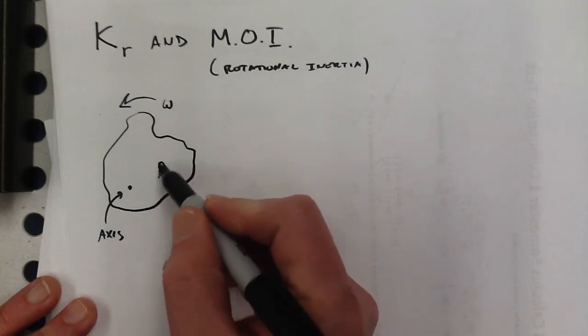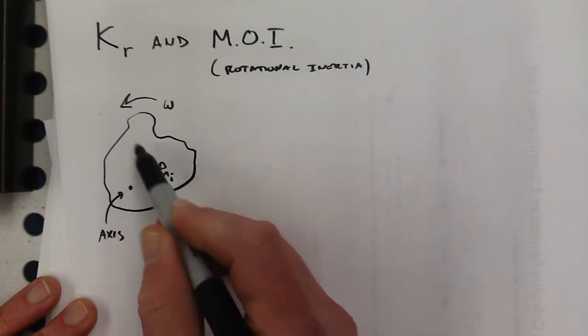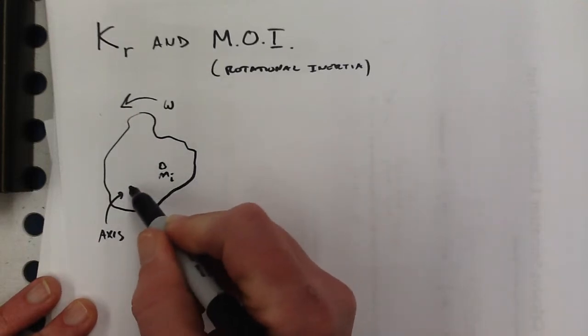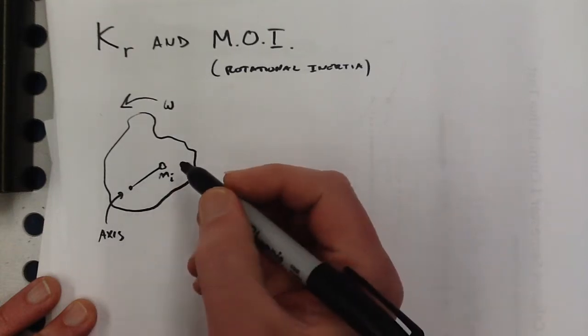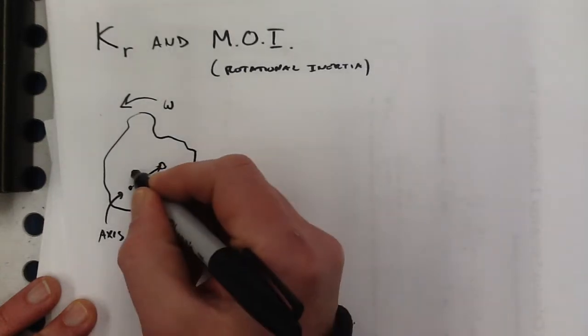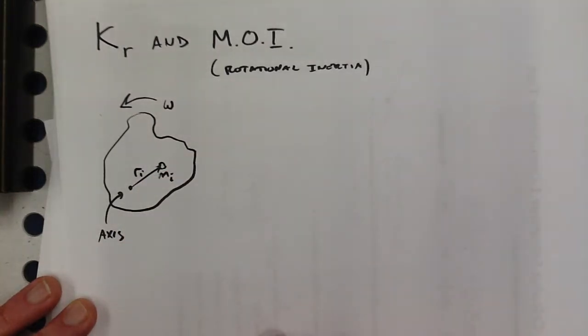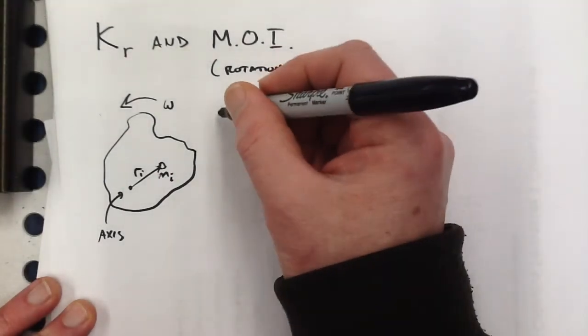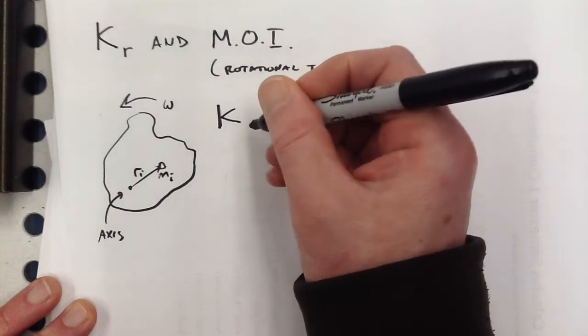And this little piece is small enough that instead of thinking of it as a rotating object, I could just think of it as an object that's moving, right? So let's say that it's at a distance from the axis of r sub i. Right? Well, what's the kinetic energy of this piece?